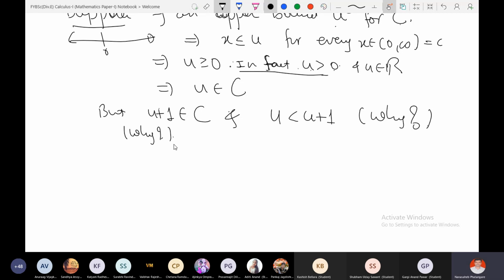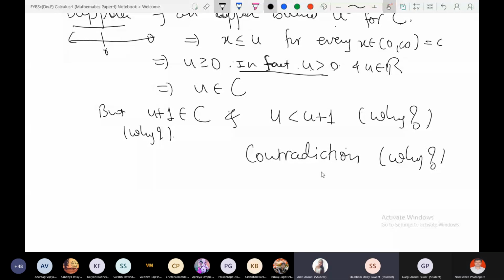Why is u plus 1 a member of C? From our previous knowledge, you can give various arguments that u plus 1 is a member of C and u is less than u plus 1. This is a contradiction. Why a contradiction? Because u is an upper bound, and u plus 1 is a member of C which is greater than the upper bound u. That is a contradiction, because a member of the set cannot be greater than the upper bound.